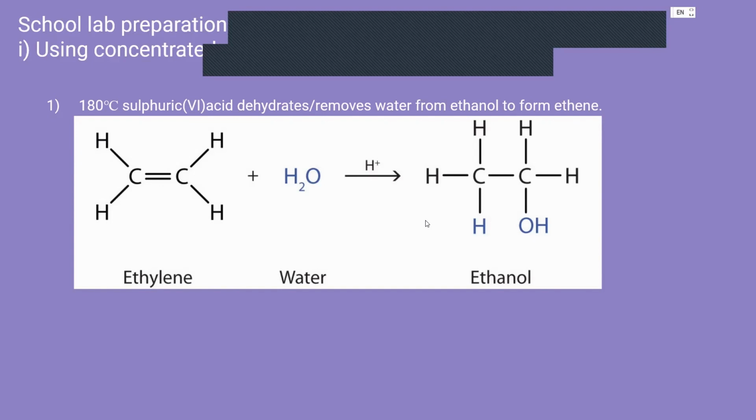Whereas if you went the opposite way and you went from ethanol to ethene, you actually remove water from ethanol. Technically it looks very strange because it seems like you're producing water, but it means that you're removing water from ethanol, right? And so in this case, when you remove water from ethanol, you form ethene.